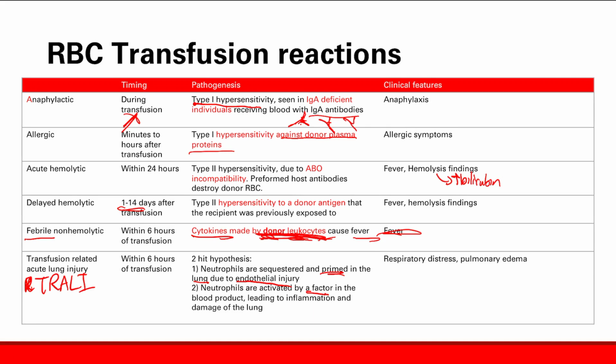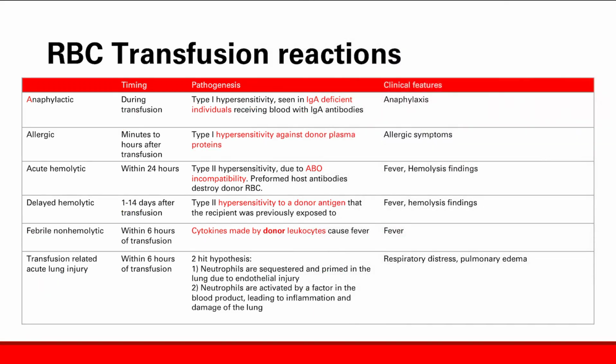So, I recommend you pay attention to the names. Anaphylactic then makes sense. You get anaphylaxis symptoms. Then just the IgA for anaphylactic. Allergic is hypersensitivity against donor plasma proteins. Symptoms are allergic symptoms. And then the hemolytic ones are from type 2 hypersensitivity. Acute would be hypersensitivity to the ABO, and then the delayed would be to a donor antigen. And then you get the similar findings. You get that fever, you get that hemolysis.